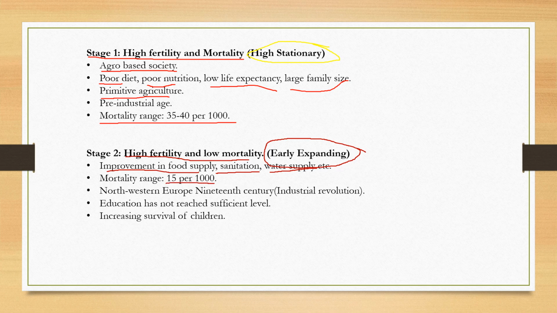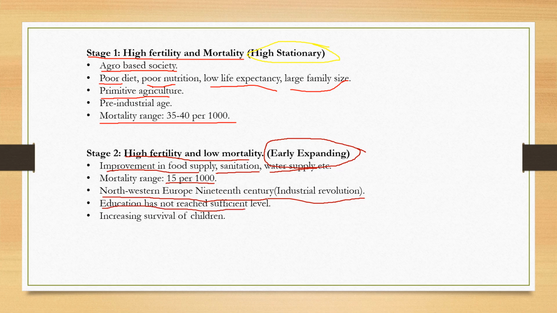Okay, and this stage has been found in northwestern Europe during the 19th century, after the industrial revolution. After the industrial revolution, the society changed, and as a result, that particular population zone experienced this stage in their societal development. Education has not reached a sufficient level.